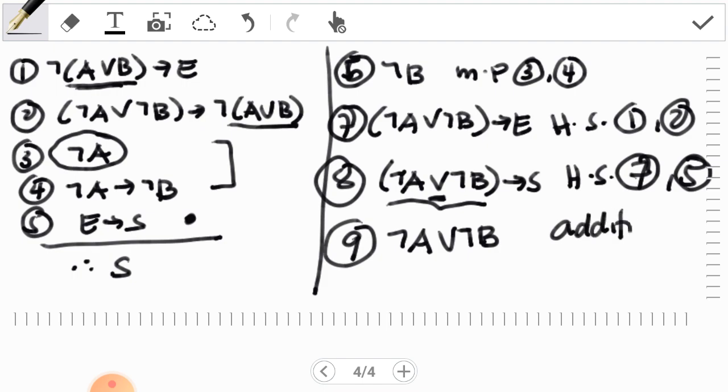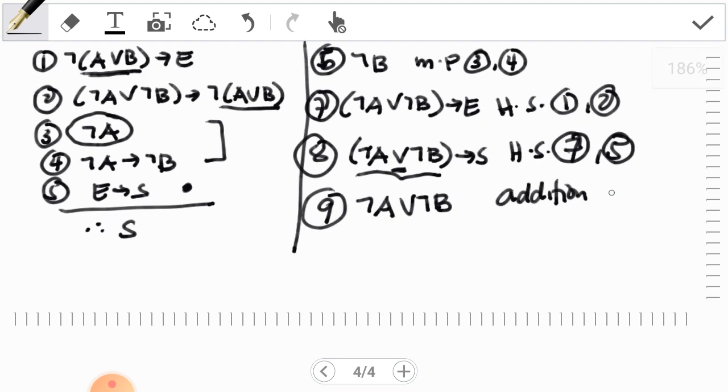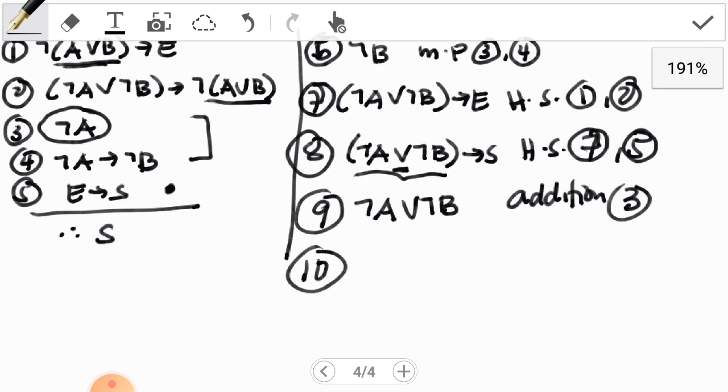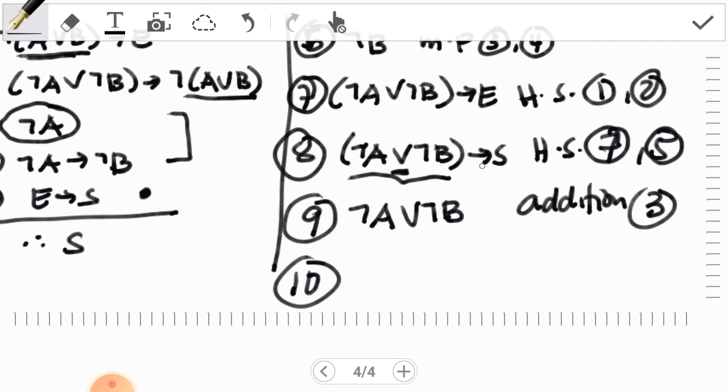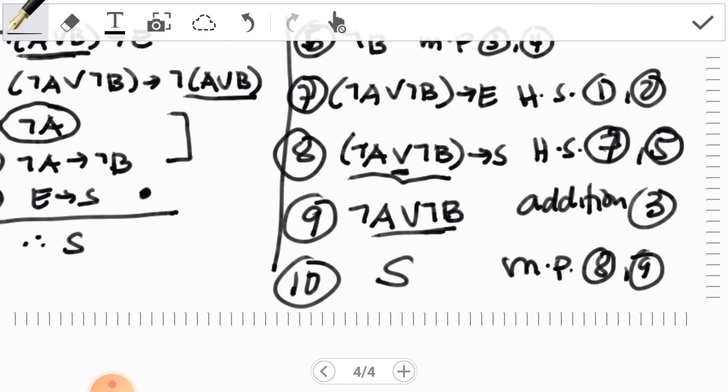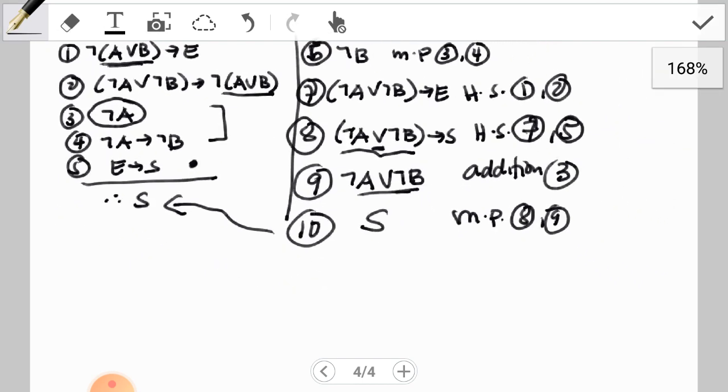Addition based from line number 3. And since we already have obtained this section of this conditional statement using modus ponens, because this is an implication, the first proposition is present here, therefore our conclusion is S. Modus ponens, line number 8 and line number 9, which is what we desire. Okay, so there you have it, the fourth example.